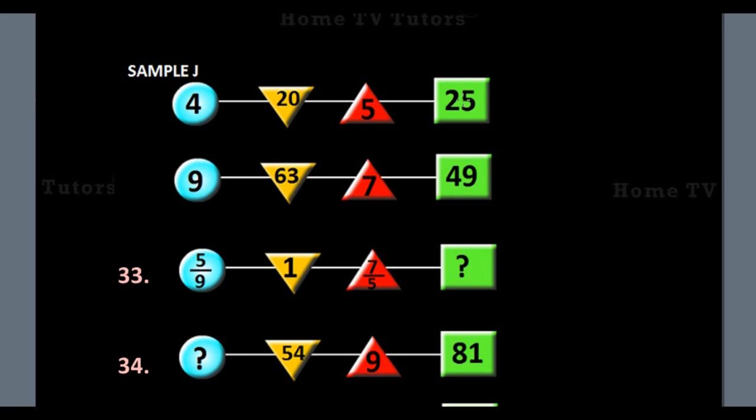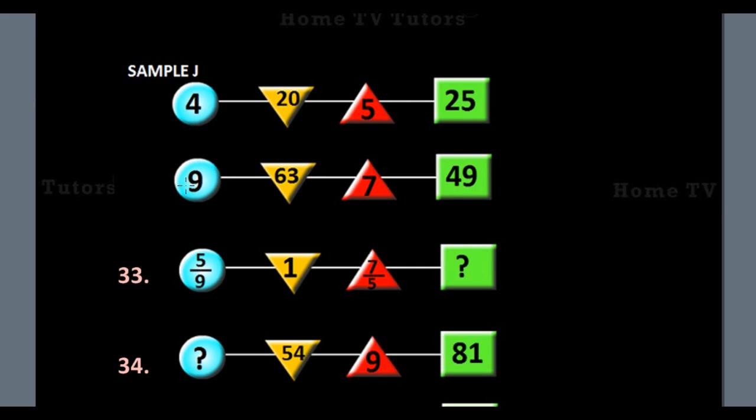This is 25. 20 plus 5 gives us 25. What about this? 63 plus 7? No. So 5 times 5, the square of 5 gives us 25. Okay, the square of 7 gives us 49.